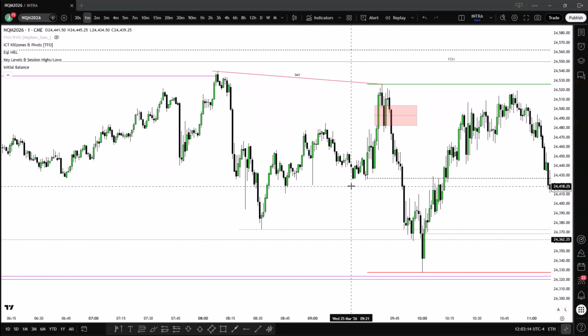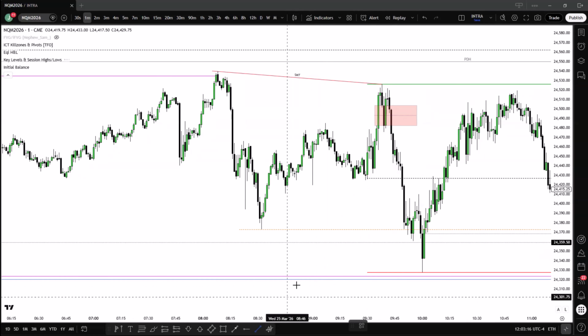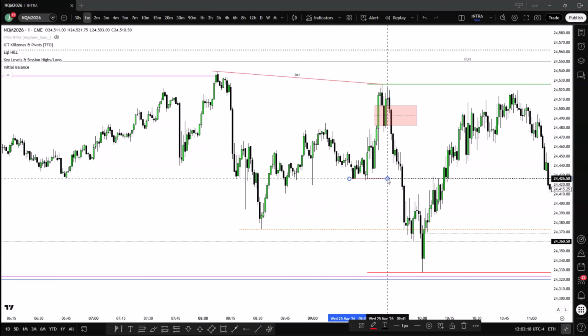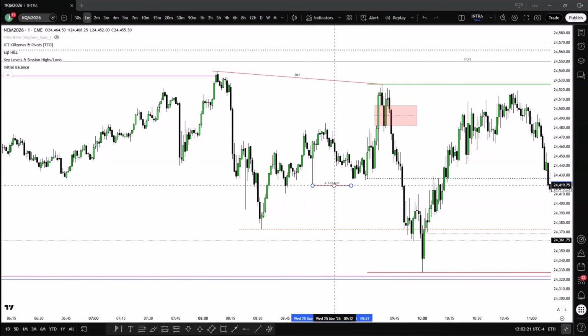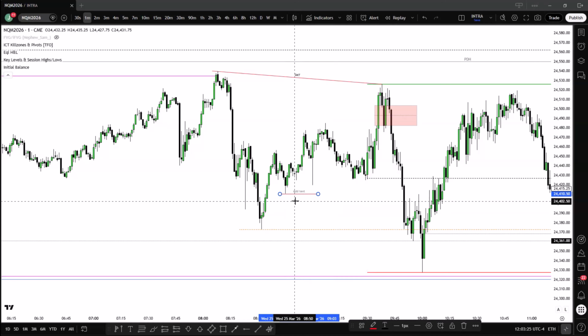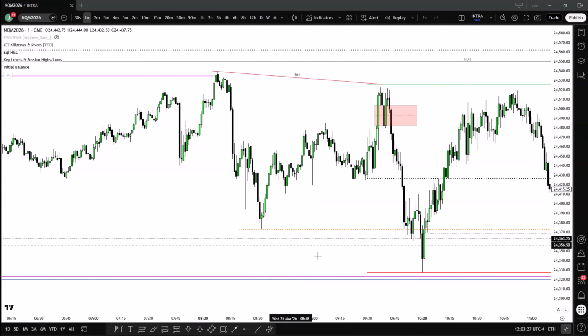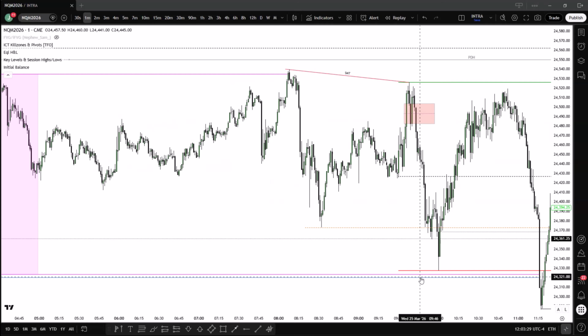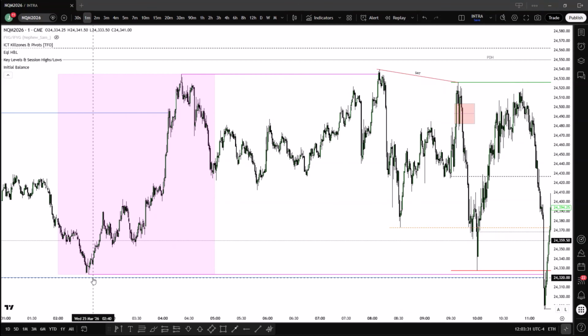What are clear targets? Well, we have relative equal lows here. That is always a good target. We have other little lows here, right there, right there. Then we have this nice pre-market low right here. And then below that we have the Asia and London kill zone lows, the overnight lows.